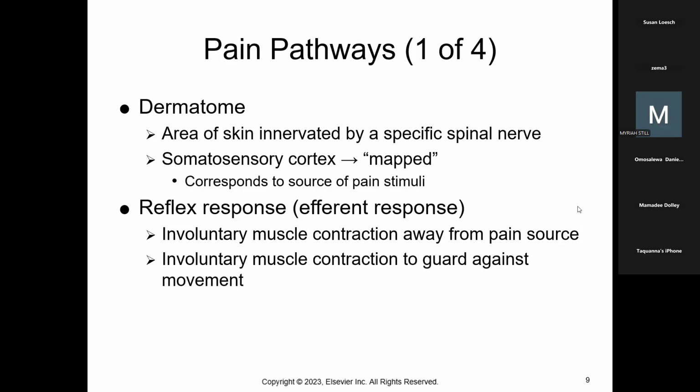So the dermatomes, these are areas of the skin. And again, they're innervated by spinal nerves. We talked about spinal nerves in chapter 14. There's 31 of them, and they correlate with different parts of the body. Okay. So the somatosensory cortex is what's going to process the signal. It's mapped out and it corresponds to a source of pain stimuli.